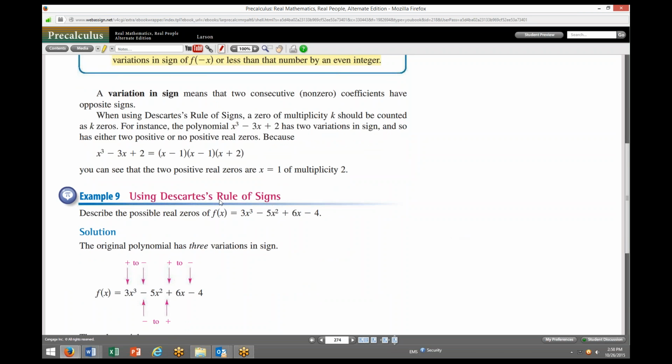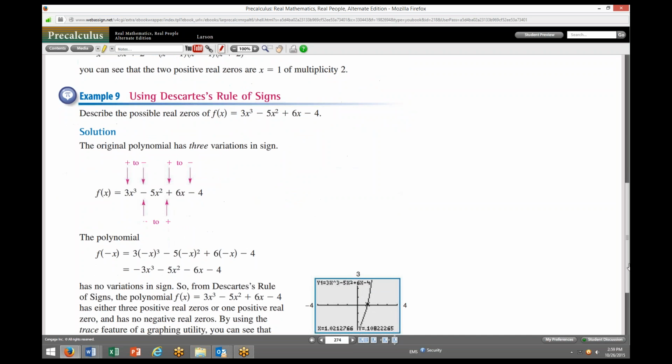So for instance, with this example 9, 3x to the third minus 5x squared plus 6x minus 4. We start with the positive 3 leading coefficient. Going to the right, the sign changes to minus. That's our first change in sign. Then going to the right it changes to plus, our second change in sign. Then it changes to a minus, our third change of sign, our third variation in sign. So the number of variations is 3. That tells us that the polynomial has either 3 positive real zeros or 1 positive real zero.